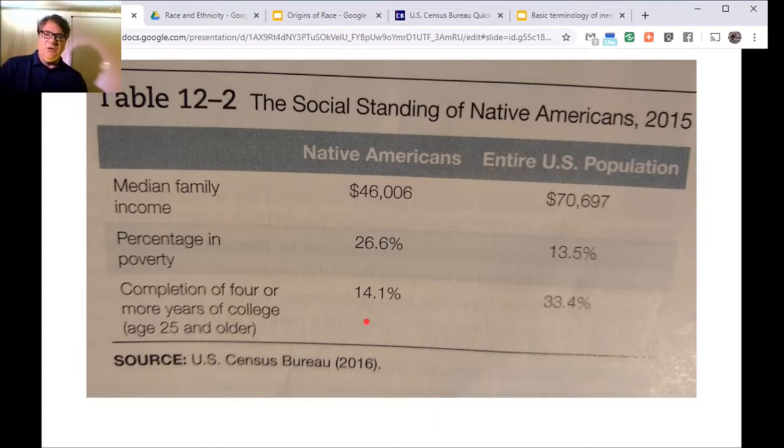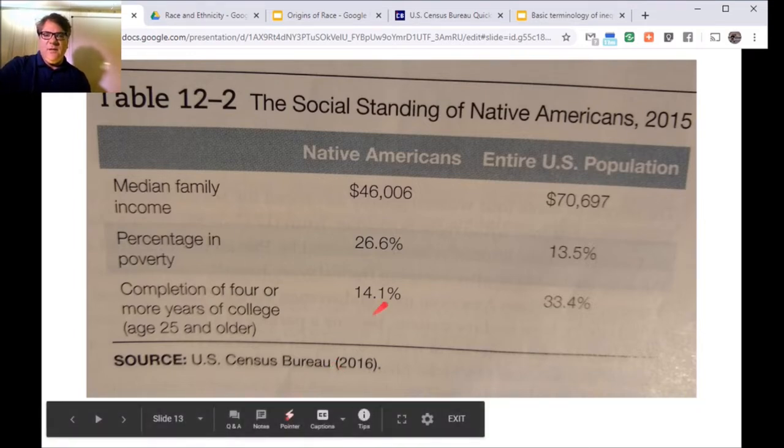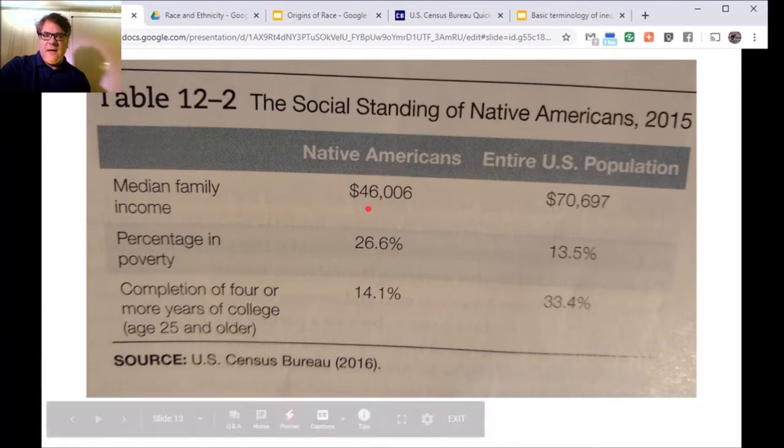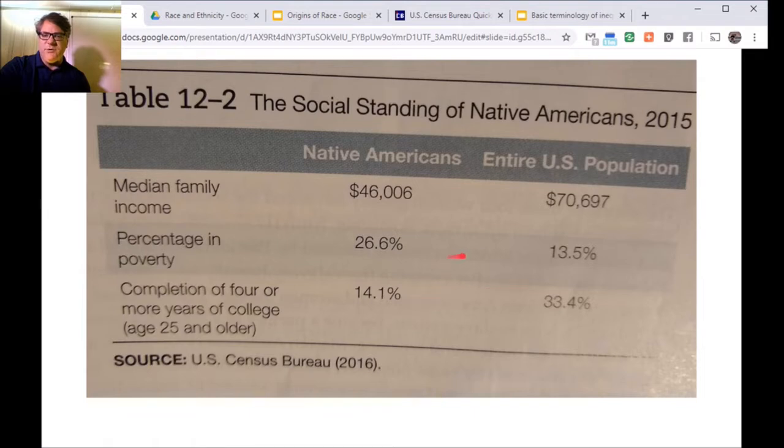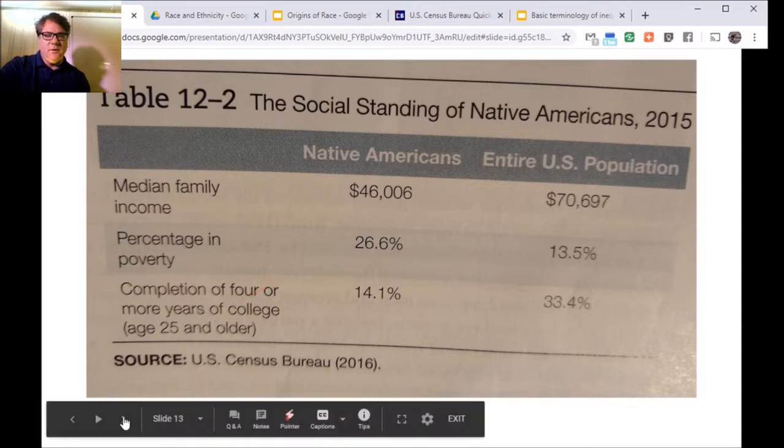Native American culture, historically, traditionally, doesn't have the same type of belief system, value system as what we see in mainstream United States. So the history and the culture of being Native American has a lot to do with this. They're not well assimilated or acculturated into the U.S. population. Okay? So looking at social standing.